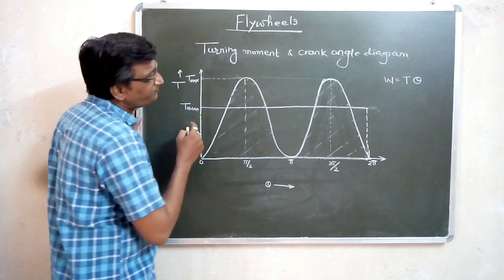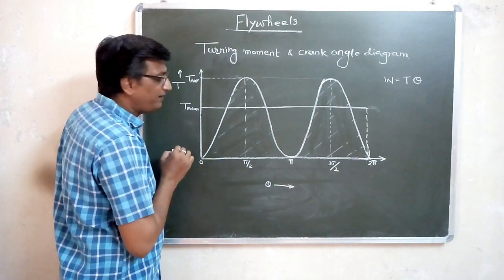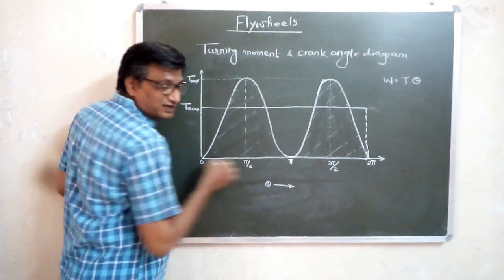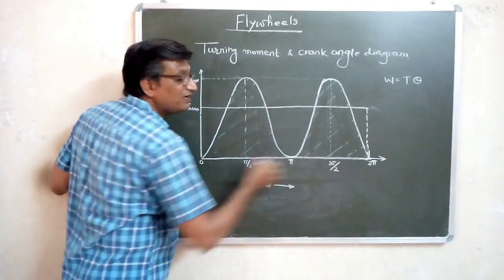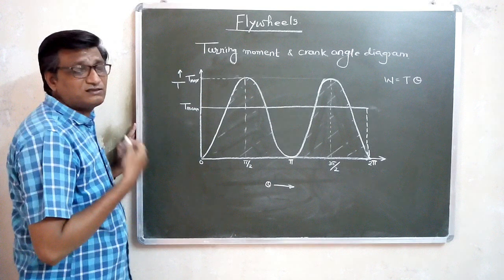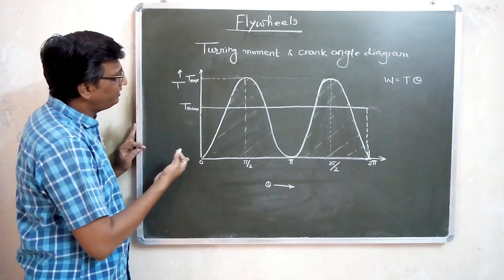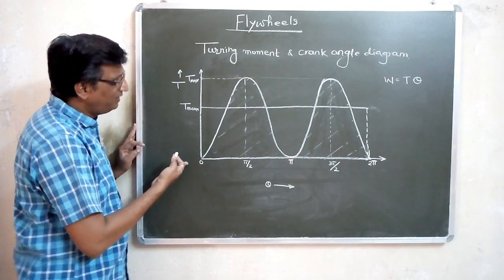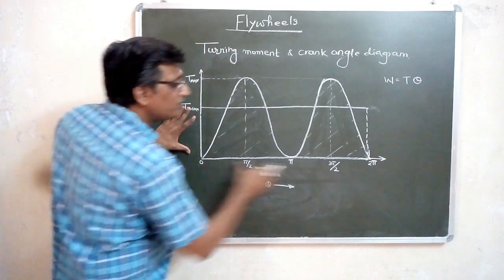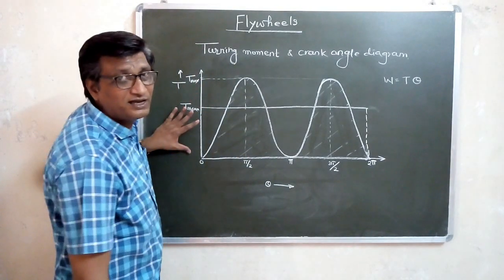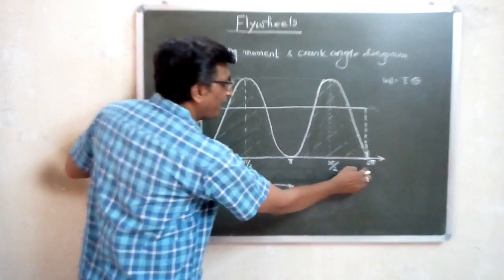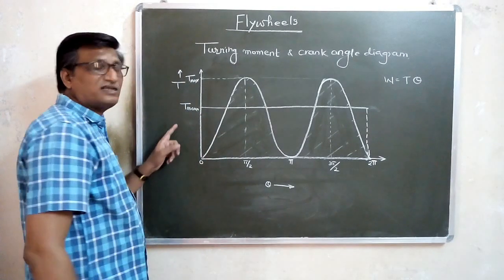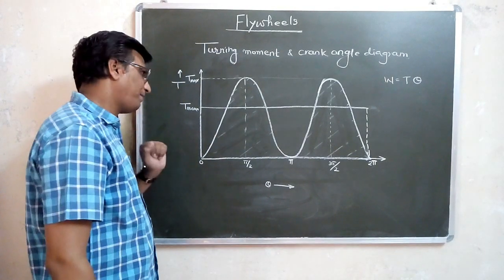Now this is what T mean is, and this is the area under the curve. That means the area under this rectangle can be taken as the work done per cycle. Now what is the work done per cycle? That is nothing but this height into this length, which is the area of this rectangle. That is 2 pi into T mean, which is the work done per cycle.